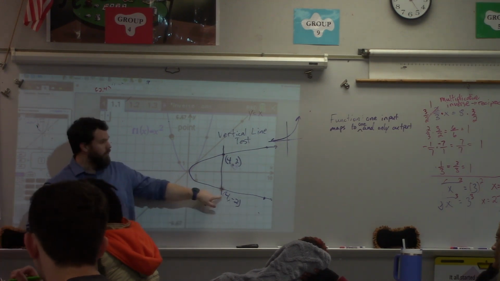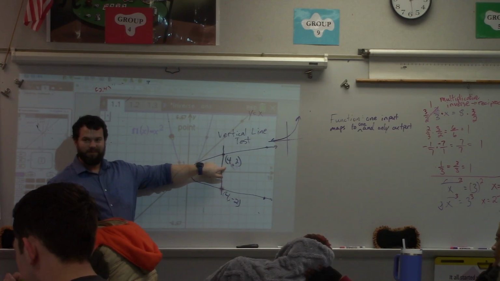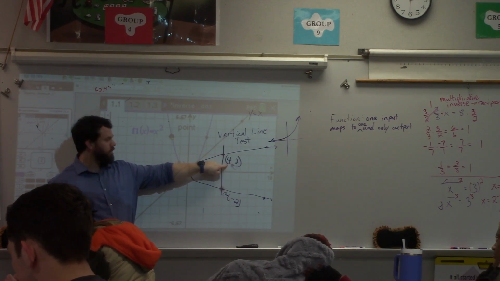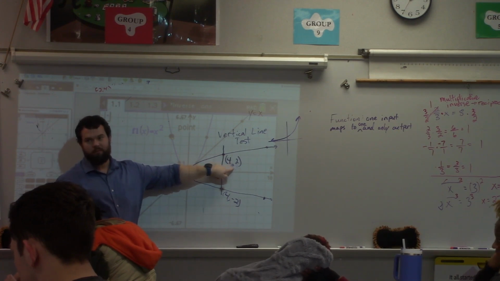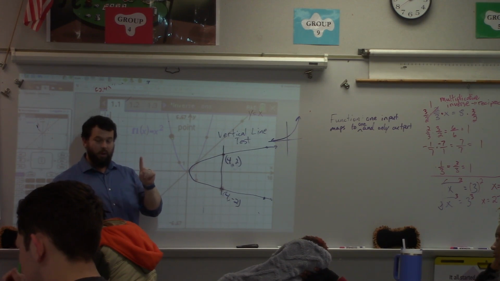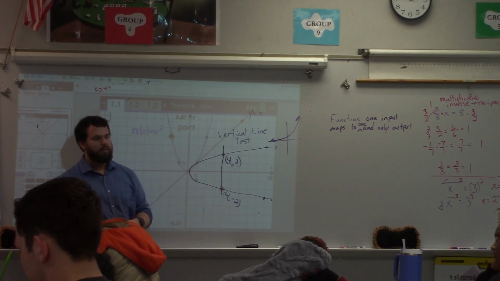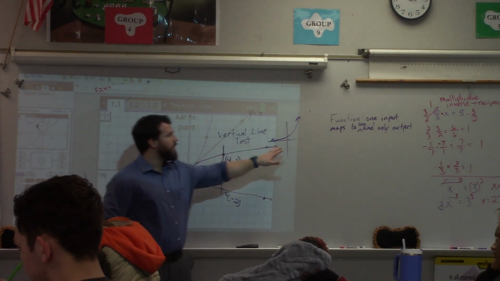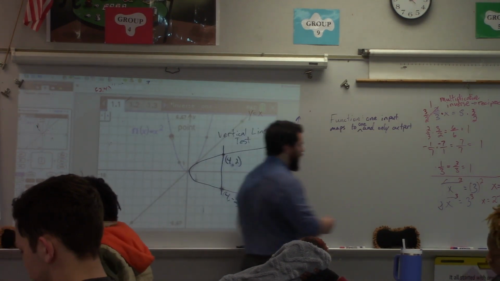Tristan, the input of 4 maps to what numbers? 4 maps to 2. And what does this 4 map to? Negative 2. So does that one input only map to one output? No. It maps to 2 outputs. So is this a function? No. One input is mapping to 2 outputs, not just one. It's a relation. So it is not a function.